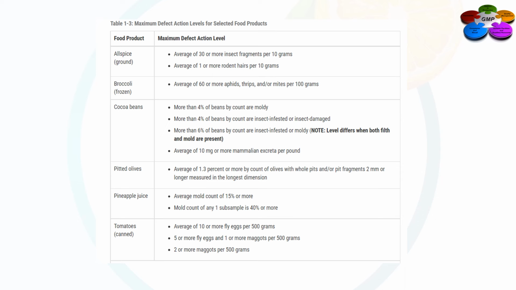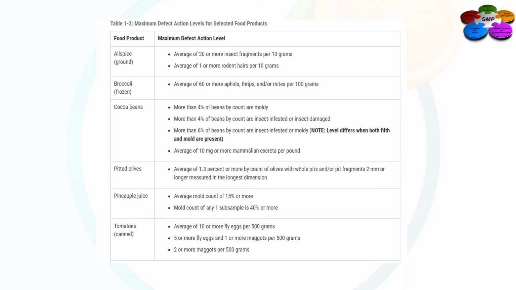See, this is about maximum defect action level. So you can just read and go through it. You can note this down. Like pineapple juice, the average mold count of 15% or more. And if you take canned tomatoes, 5 or more fly eggs, or one or more maggots per 500 grams. This is all the maximum defect action level.